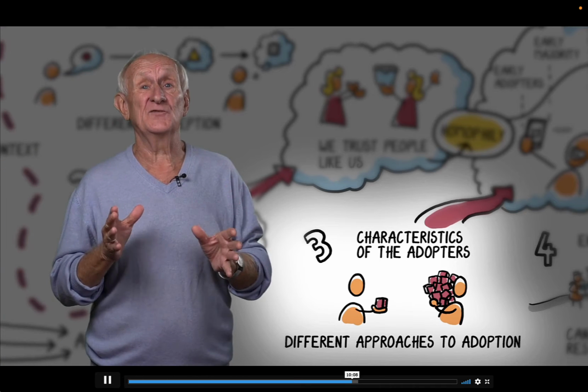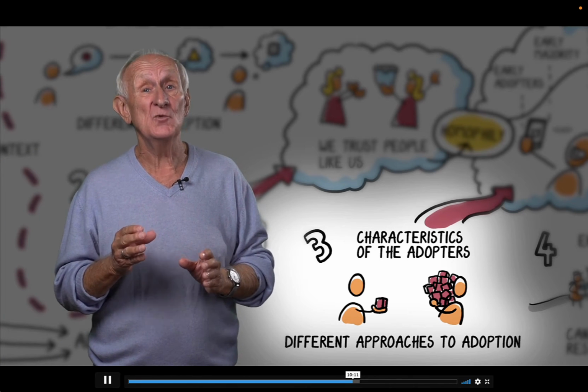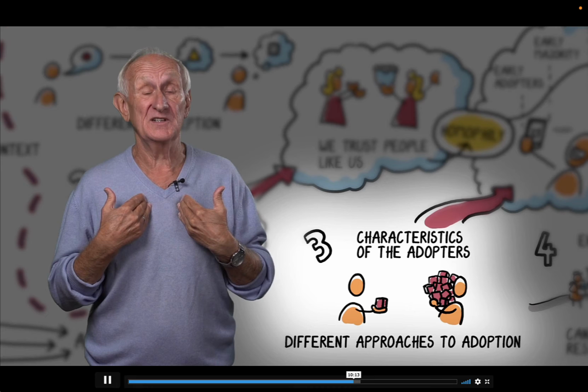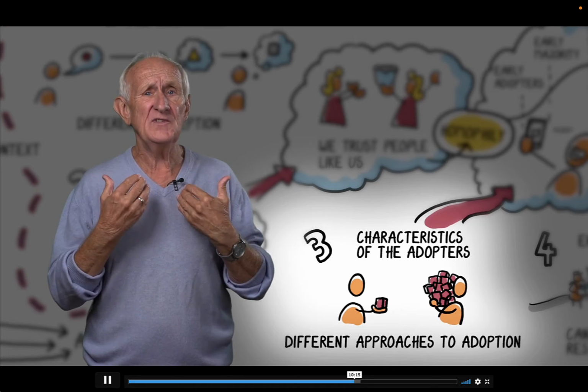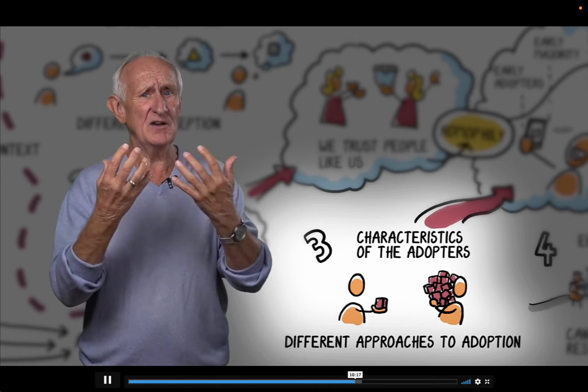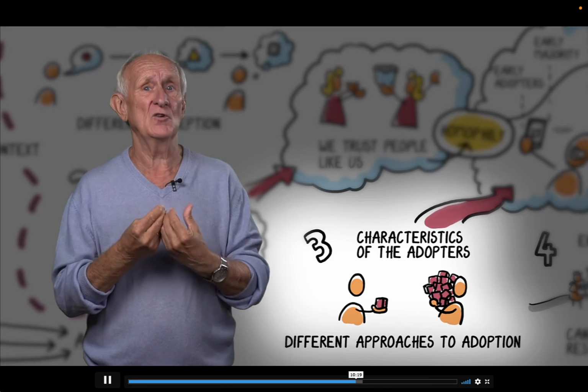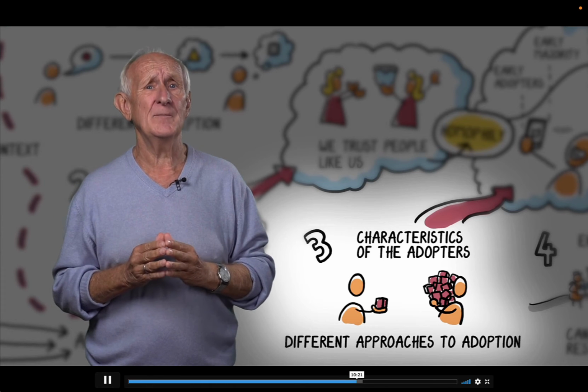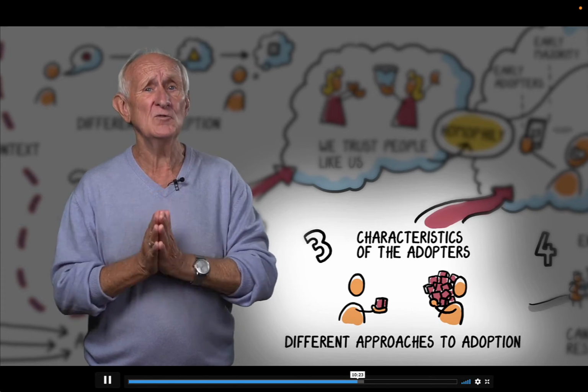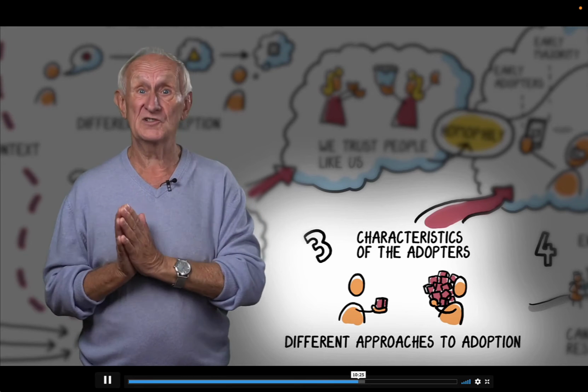Now, the third set of factors in Rogers' model have to do with the adopter characteristics. The person on the receiving end of this wonderful message about an innovation they might or might not adopt. What do we know about them? Well, perhaps the most important point is we are not all the same.